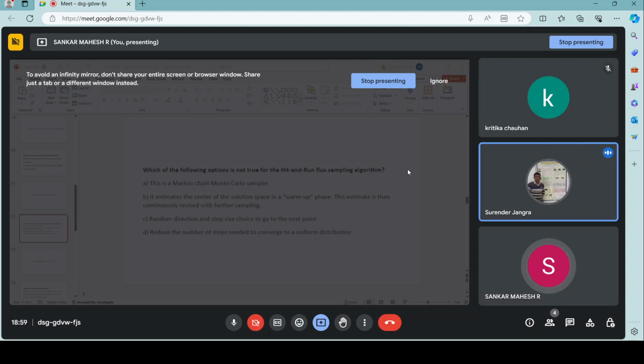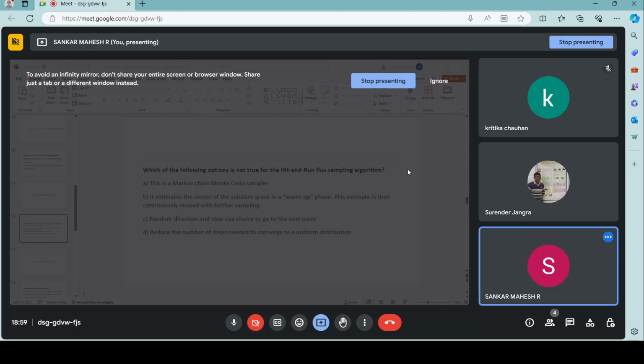Okay. Here they have asked for a specific case of flux sampling algorithm called the hit and run flux sampling algorithm. So they're asking which of the following is not true.